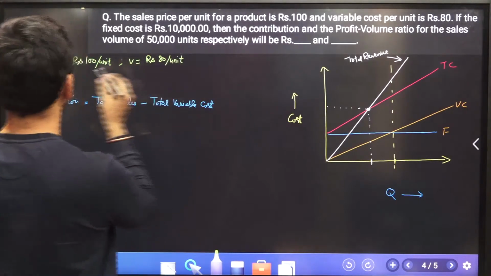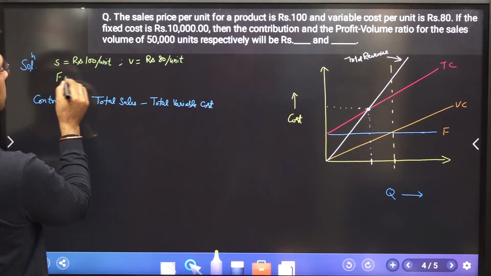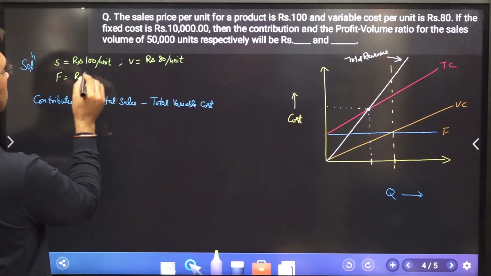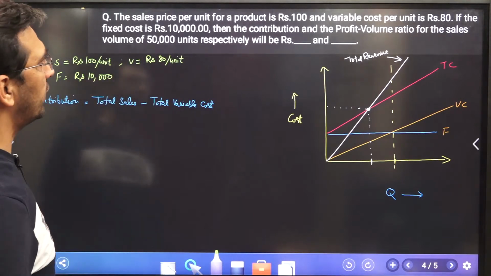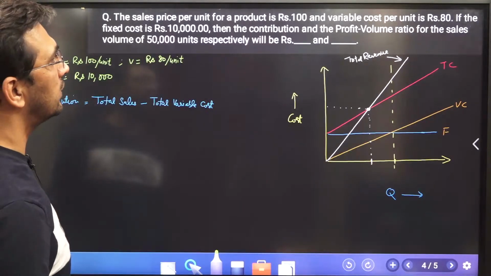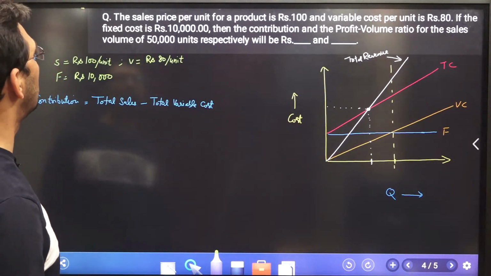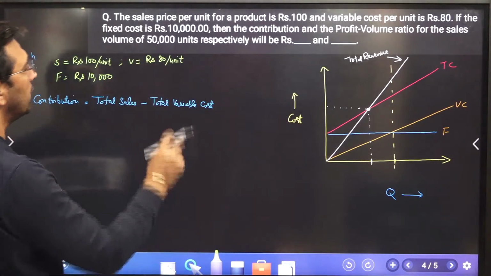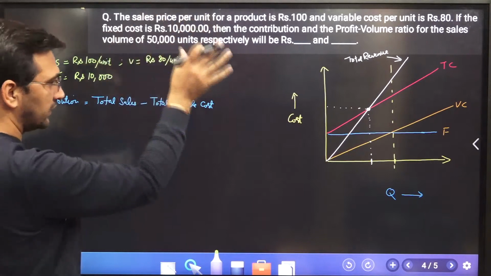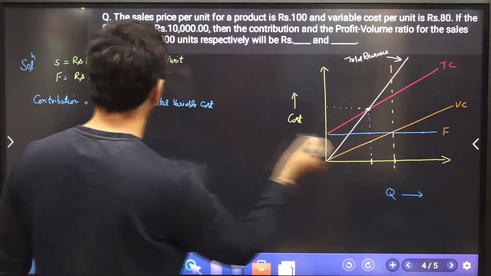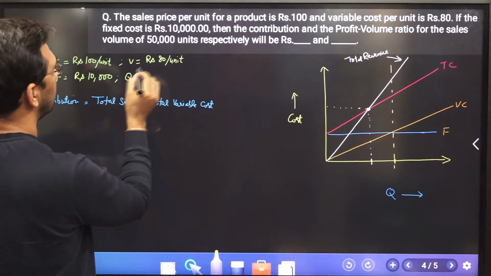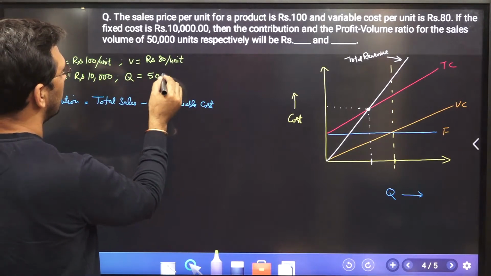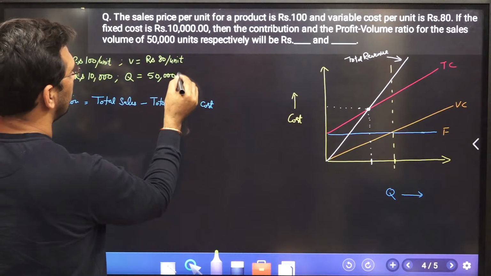Right, and fixed cost anyway we denote with this, that is rupees 10,000. The contribution and profit and all that, and what is the profit for the sales volume of this? Sales volume means how many units you are selling. So that's any particular quantity Q that we are talking about. So sales volume means the quantity that you are selling, that is 50,000 units. We denote it with units.